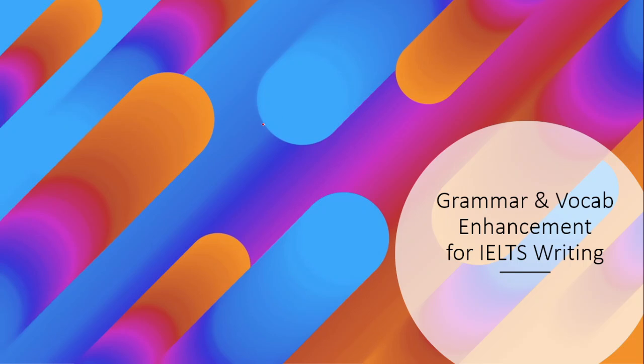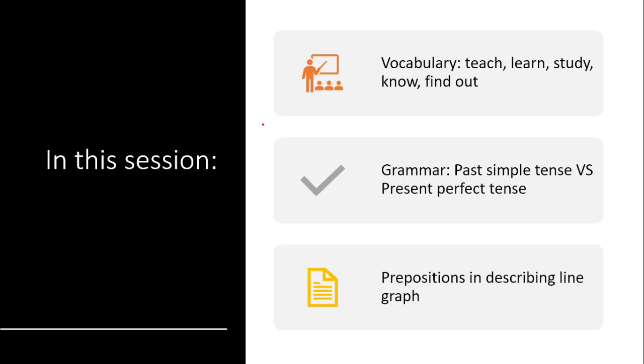Okay, let's go to the menu for today. So for vocabulary, we will learn, or we'll study these 5 words: teach, learn, study, know, find out. Okay, we'll find out what the difference between them is. First between teach, learn, and study, and then know and find out. So there are 2 groups of words there that we will use.